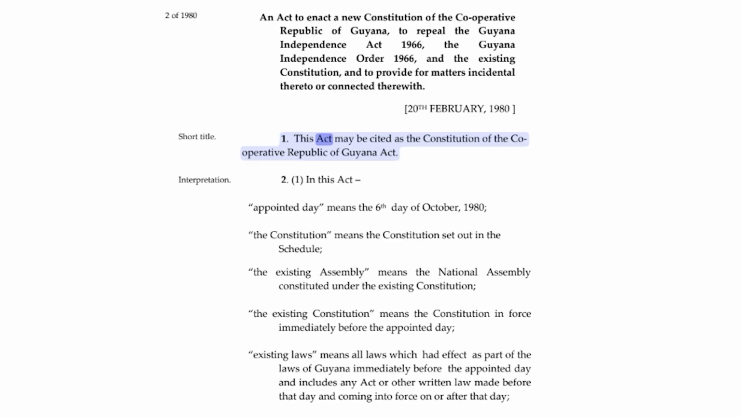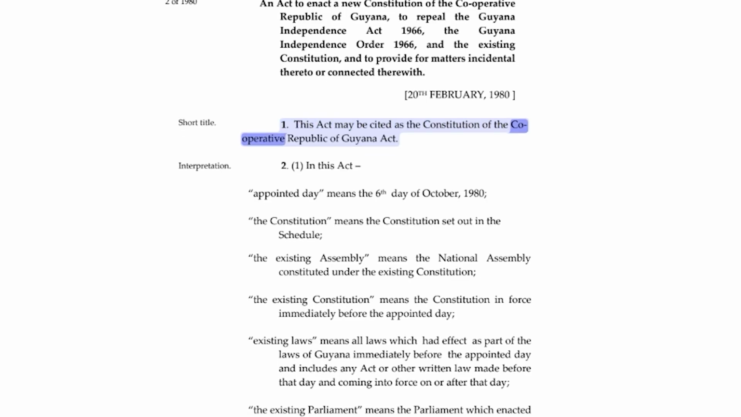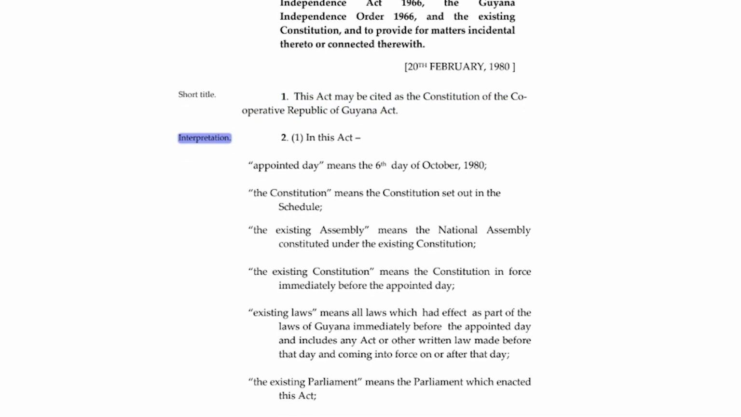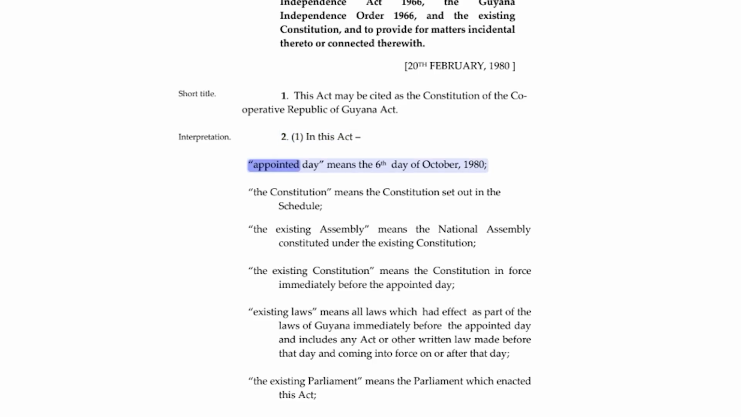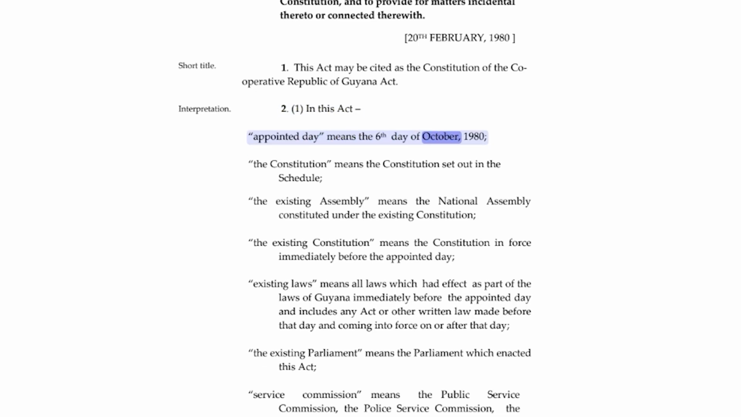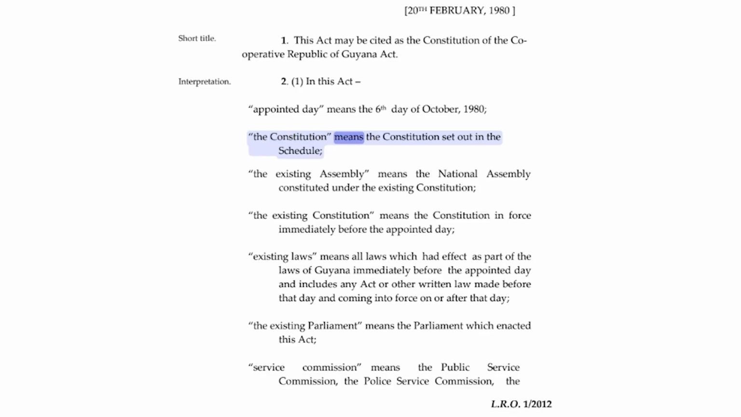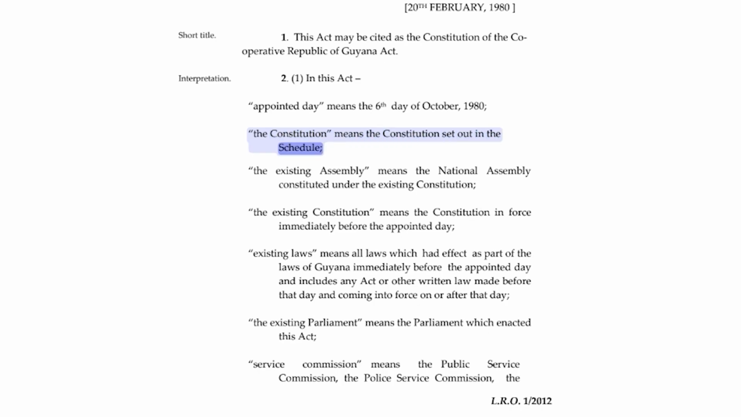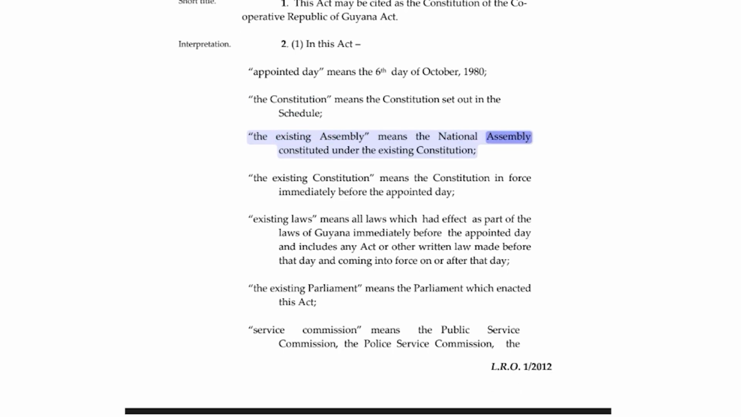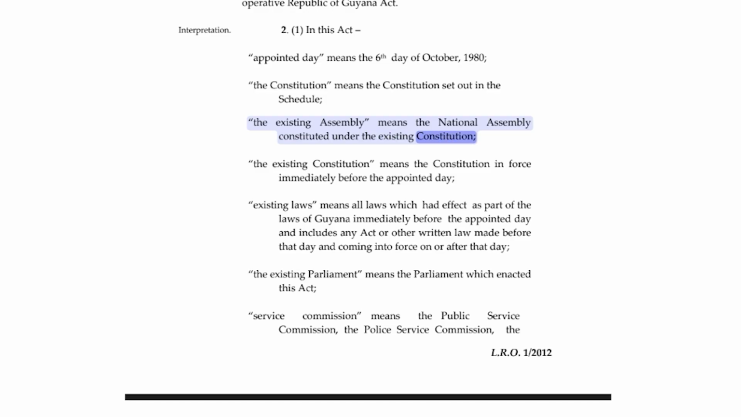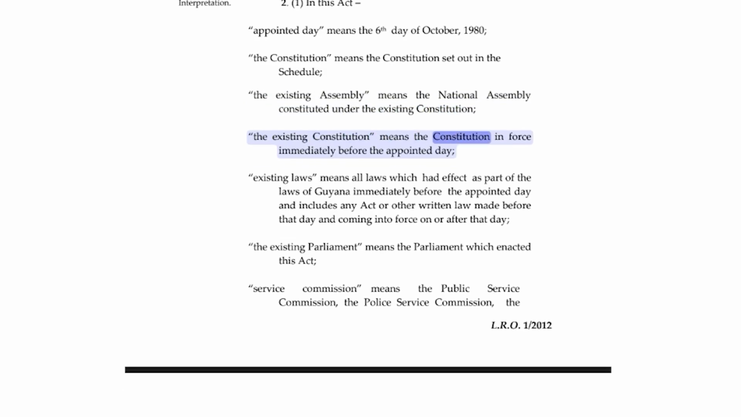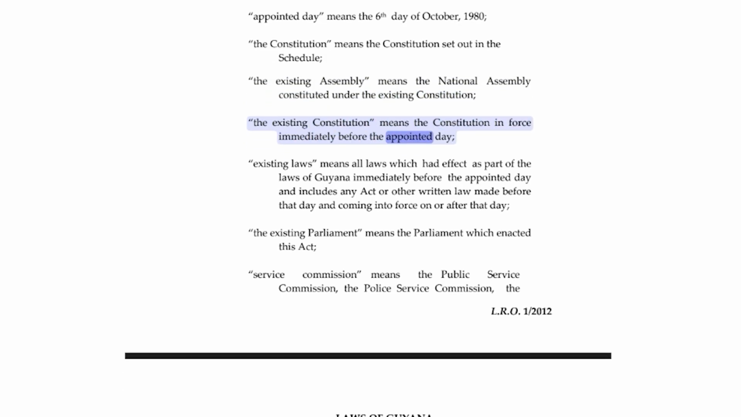1. This Act may be cited as the Constitution of the Cooperative Republic of Guyana Act. Interpretation. 2. (1) In this Act, "appointed day" means the 6th day of October 1980. "The Constitution" means the Constitution set out in the Schedule. "The existing Assembly" means the National Assembly constituted under the existing Constitution. "The existing Constitution" means the Constitution in force immediately before the appointed day.